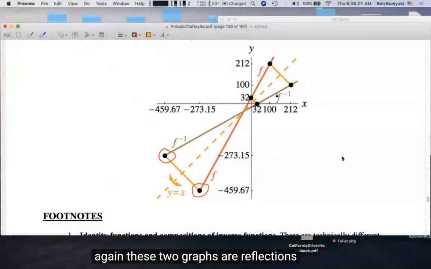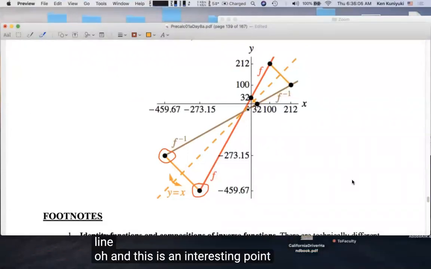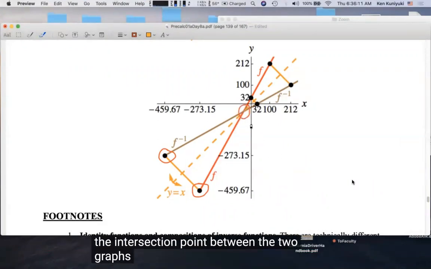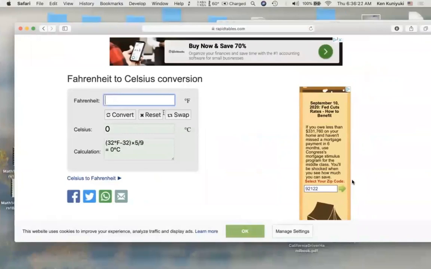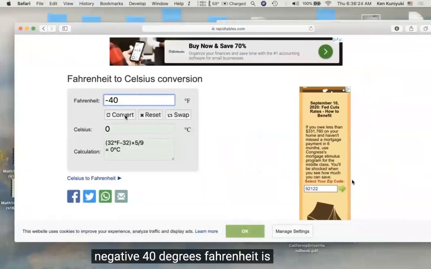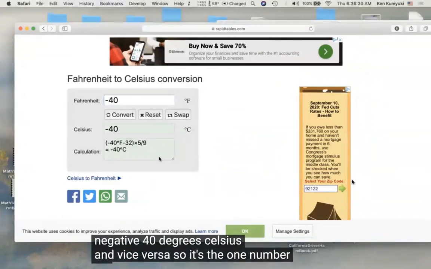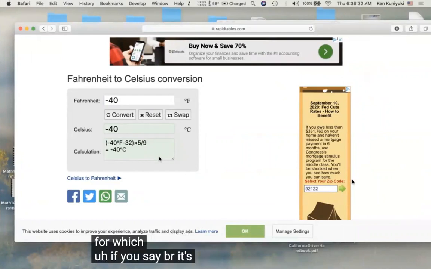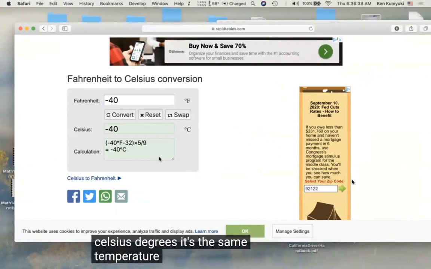Again, these two graphs are reflections about the line y equals x, this slanted line. Oh, and this is an interesting point over here, the intersection point between the two graphs. It's on the line y equals x, and that's the point (-40, -40). What's the significance of that? -40 degrees Fahrenheit is -40 degrees Celsius, and vice versa. So it's the one number for which, if you say, brr, it's -40, it doesn't matter if it's Fahrenheit or Celsius degrees. It's the same temperature. Very cold.